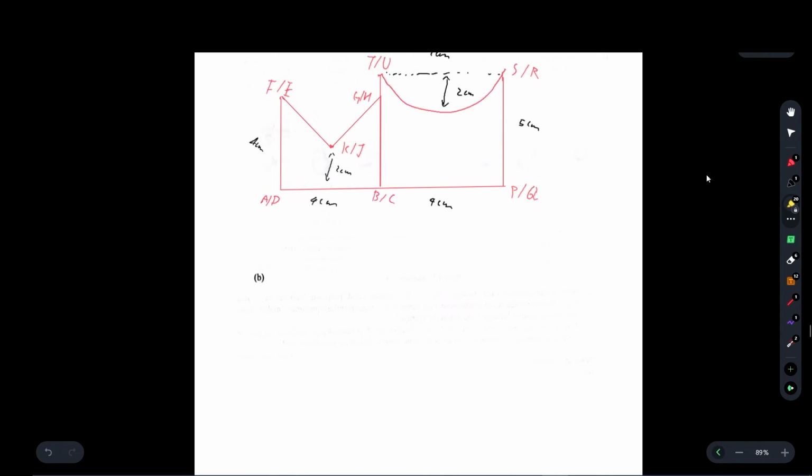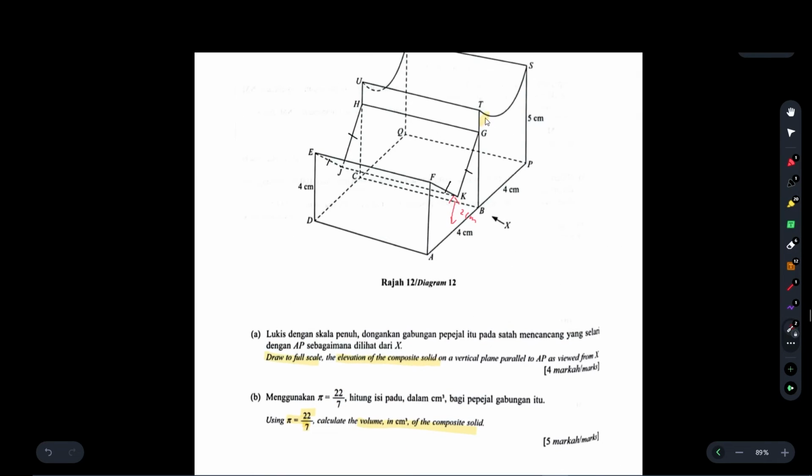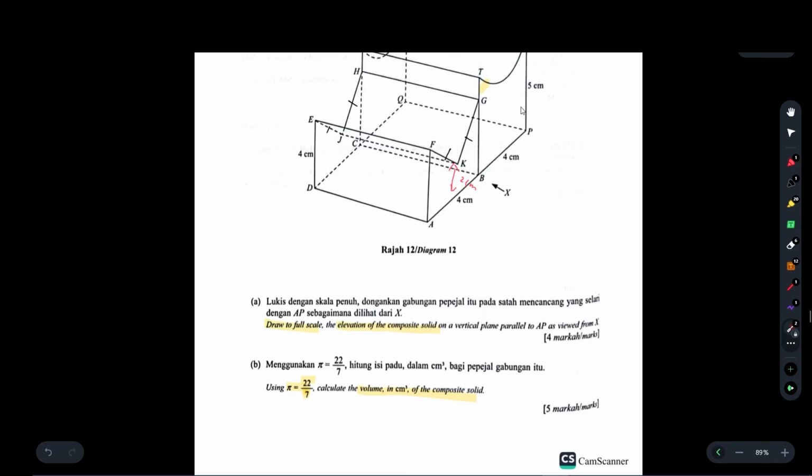Okay, so right now we're gonna start with the shape on the right. It's a prism, so it's gonna be simple. We just have to calculate this area right here, and times it with 6 centimeter right here. So how do we calculate this?